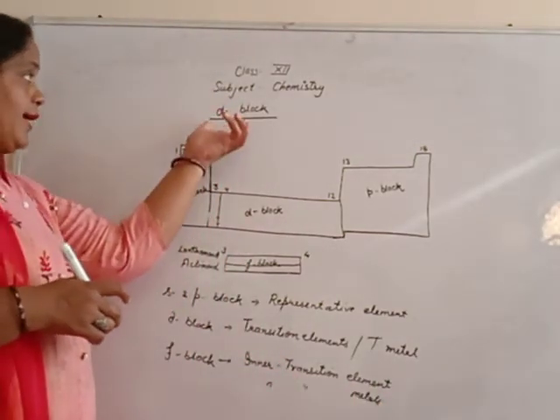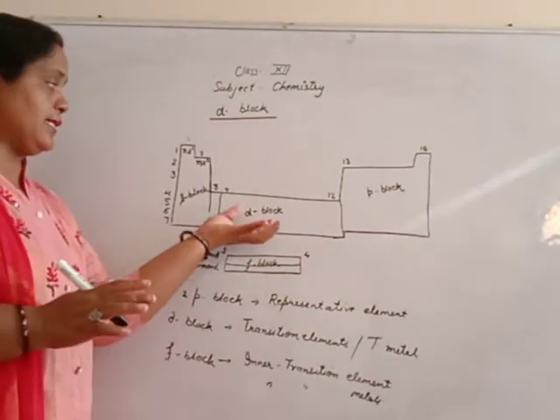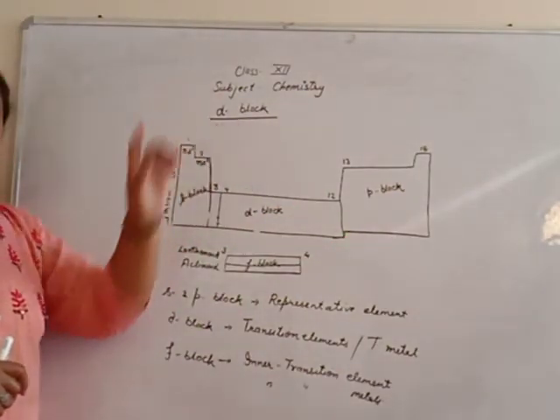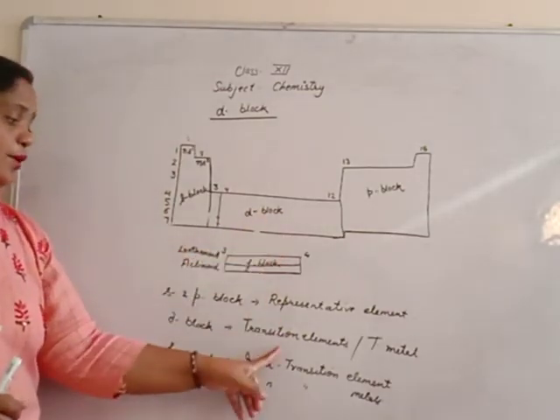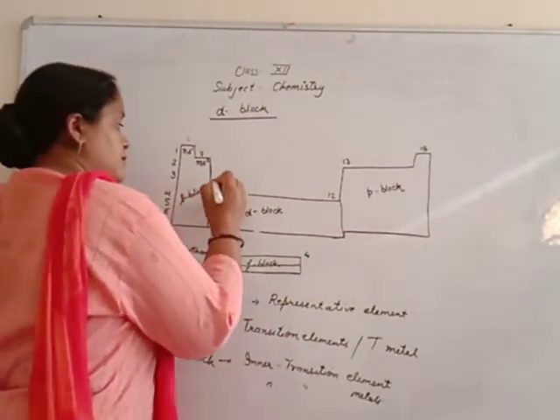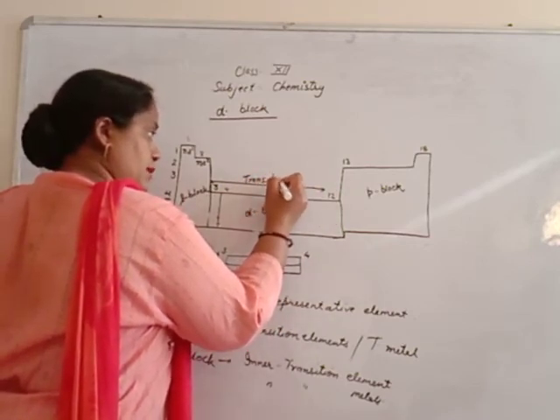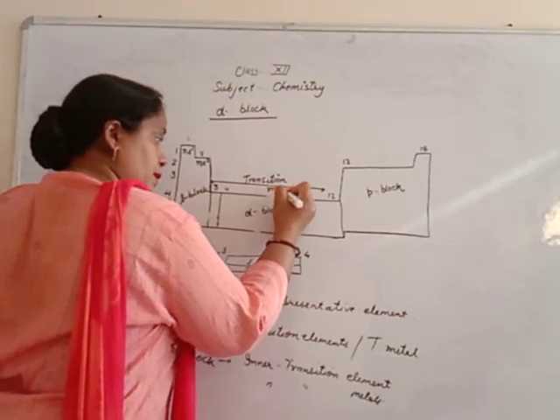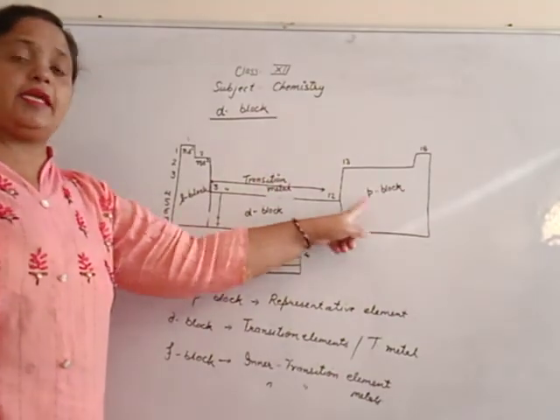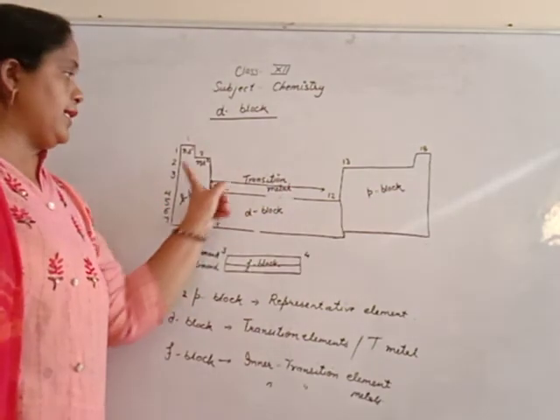Our question, why are these elements known as D block elements? A direct answer, because the last electron of these elements enters in D orbital. Then it is known as D block elements. And these D block elements are again known as transition metal or transition element. Why do we call these transition metals or elements? Because they have intermediate properties between S and P block elements.